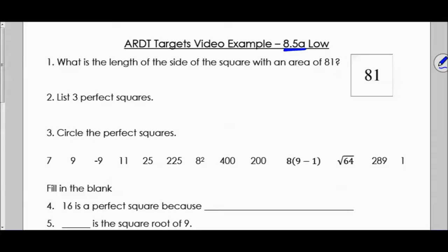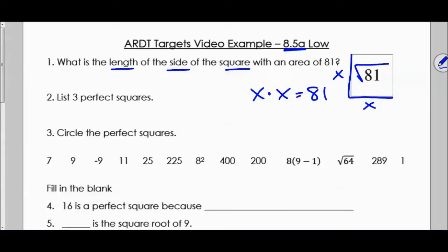Okay. One really practical application of a square root is the length of a side of a square. What is the length of the side of the square with an area of 81? This number, let's call that x, times that number, x. Those are the same number because it's a square. X times x would have to give us 81. Instead of trying to guess, this is why we would use a square root. We're going to take the square root of 81, and that tells us that each side has to be 9.